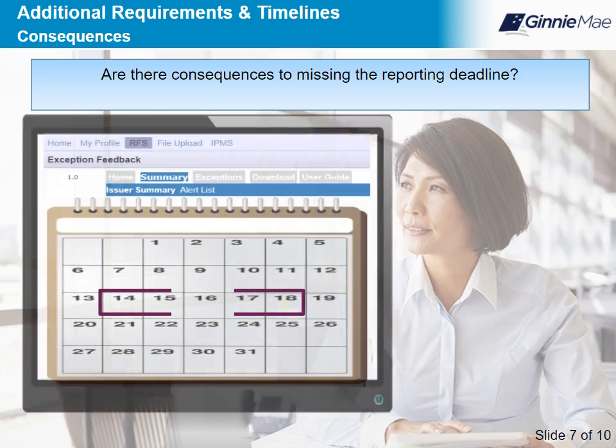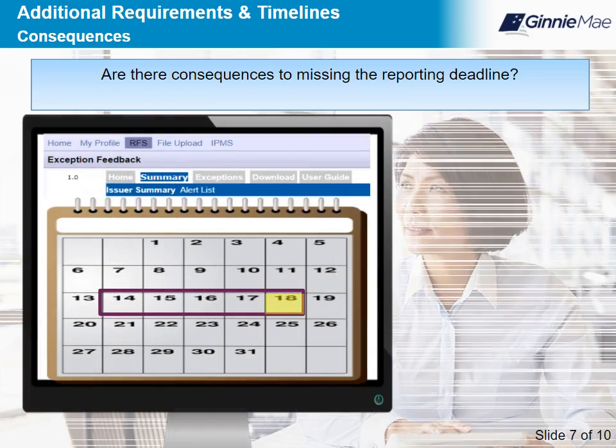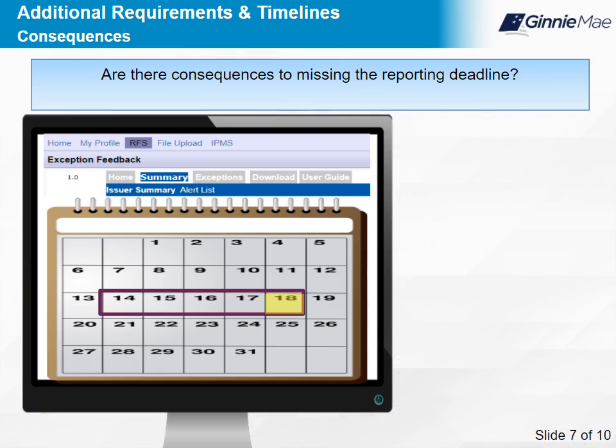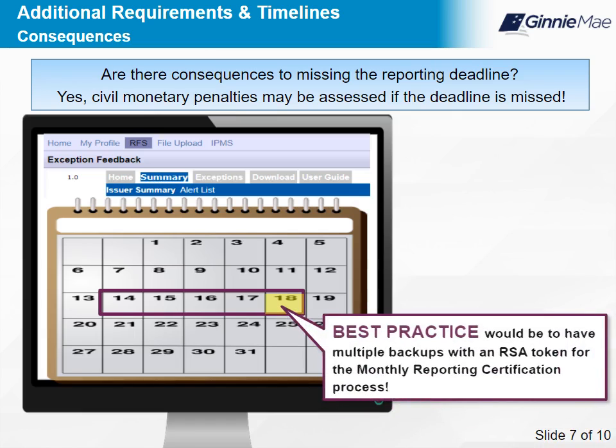A few months ago, an issuer missed the 14th BD deadline for monthly certifications because there was only one person that had access to complete the certification. Unfortunately, that person was out on unexpected medical leave. There can be civil monetary penalties assessed against the issuer for missing a required deadline. Therefore, a best practice would be to have multiple backups with an RSA token for the monthly reporting certification process.